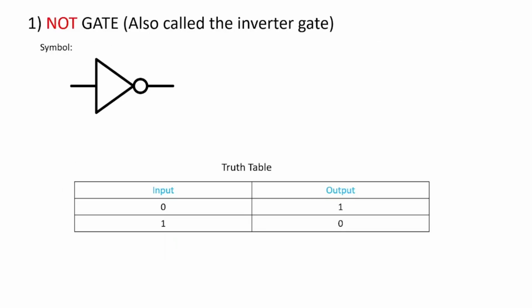This is the NOT gate, also called the inverter gate, the simplest of them all. An input of 1 would give an output of 0, and an input of 0 would give an output of 1. Learn the diagram and truth table as it'll be useful for the NAND, NOR and XNOR gate.